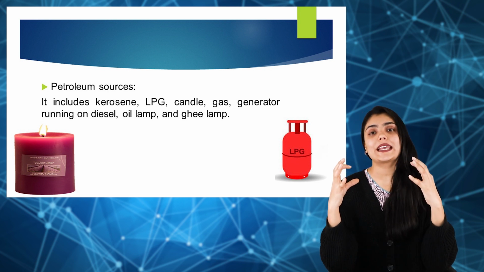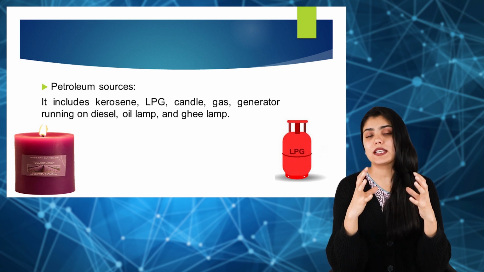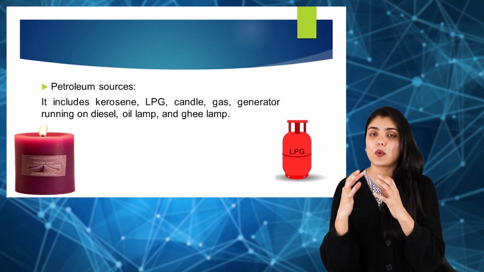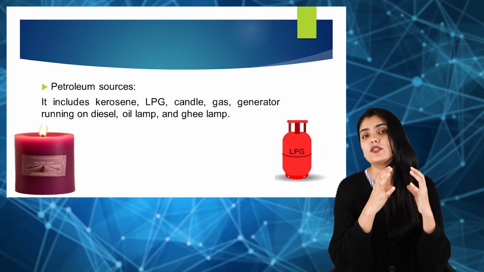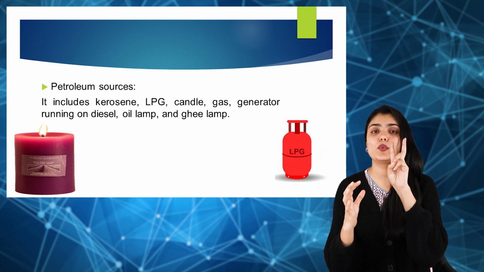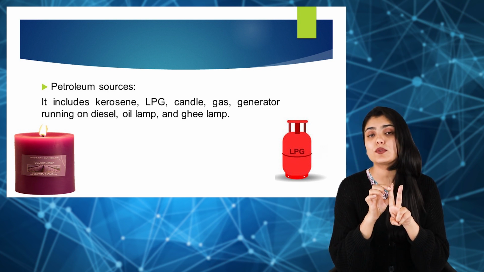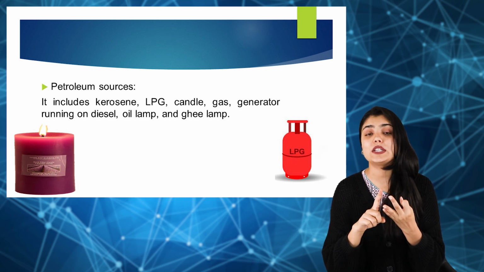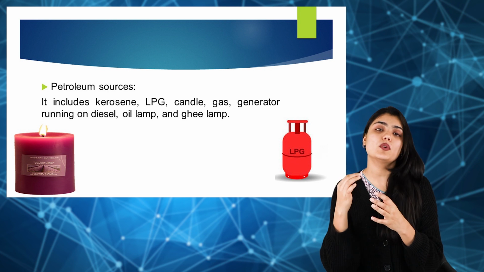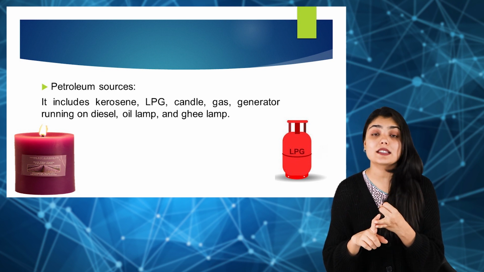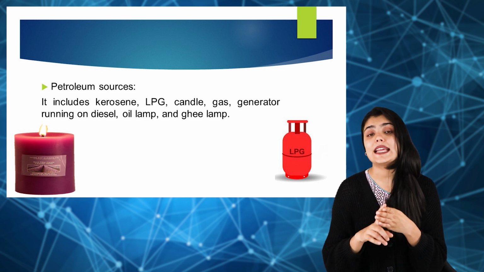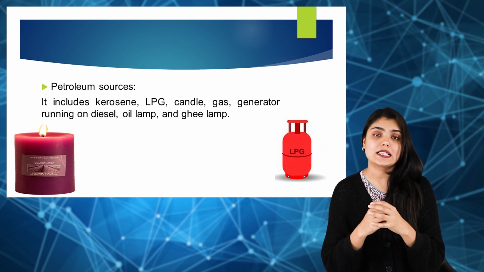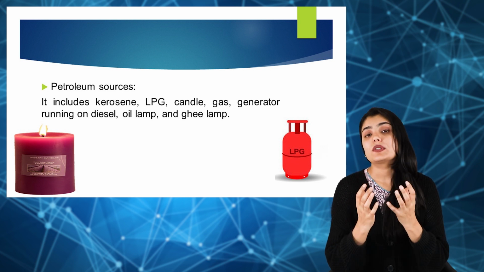So we have two different categories of light sources. The first one is natural and the second one is artificial. Under natural, we have sunlight, and under artificial, we have two different sources: electrical and petroleum. Under electrical sources, we have hydroelectricity, solar electricity, nuclear electricity, etc. In petroleum sources, we have LPG, gases, kerosene, candles, and generators running on diesel, etc. So that is all about lighting.